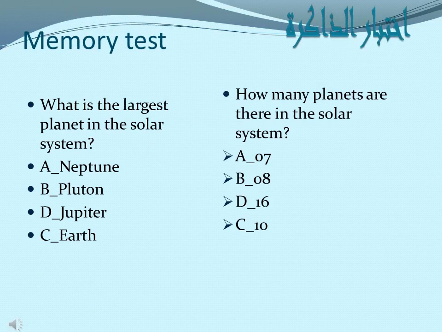What is the largest planet in the solar system? A. Neptune. B. Pluto. C. Earth. D. Jupiter. How many planets are there in the solar system? A. 7. B. 8. C. 10. D. 16.